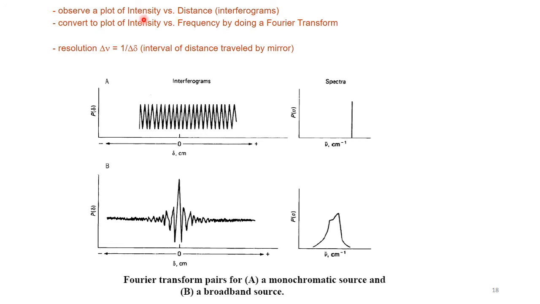Observe a plot of intensity versus distance. Convert to a plot of intensity versus frequency by doing a Fourier transform. Resolution can be obtained by Δν equal to 1 over Δ, the interval of distance traveled by the mirror. As we discussed in class, this is how the Fourier transform produces the spectrum in readable form. A monochromatic source is shown here in figure A, while a broadband source is shown in figure B.